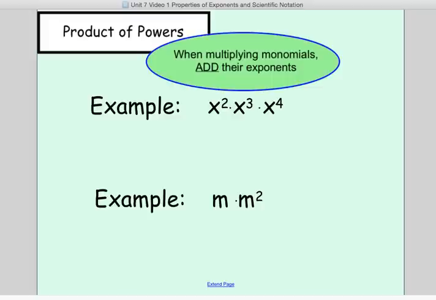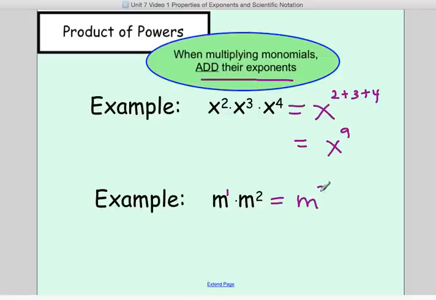Some rules. If you have the product of powers property, that means you are multiplying, and when you multiply, you add their exponents. Here is an example. If I have x to the second times x to the third times x to the fourth, I would have x to the 2 plus 3 plus 4, which is really x to the ninth. My other example here is if I have m times m to the second. This is really m to the first, so 1 plus 2 is 3. So remember, when you multiply, which is product, you add exponents. They call it the product of powers.